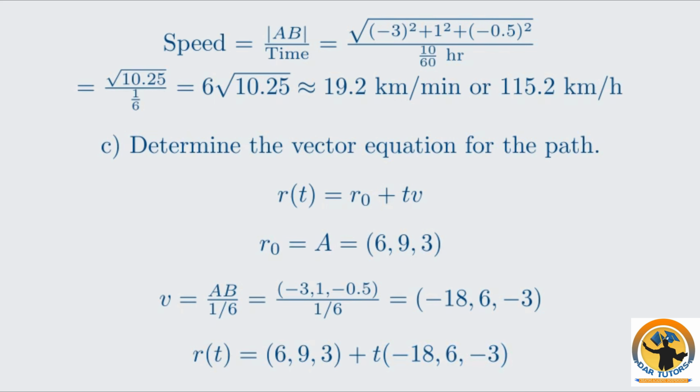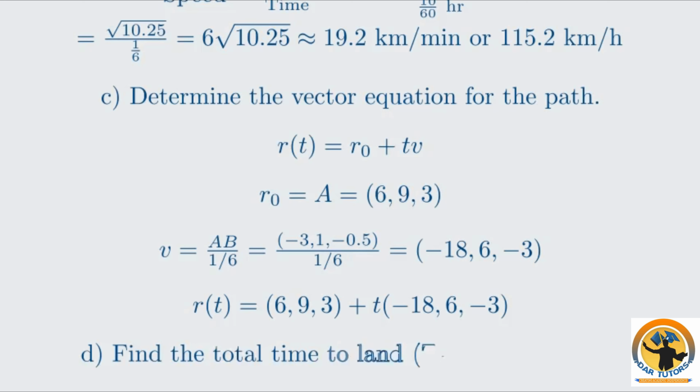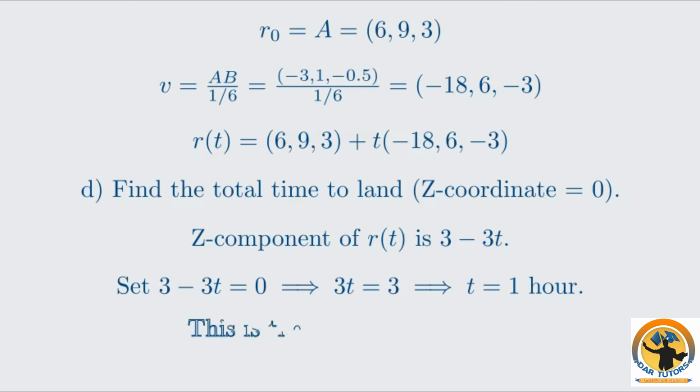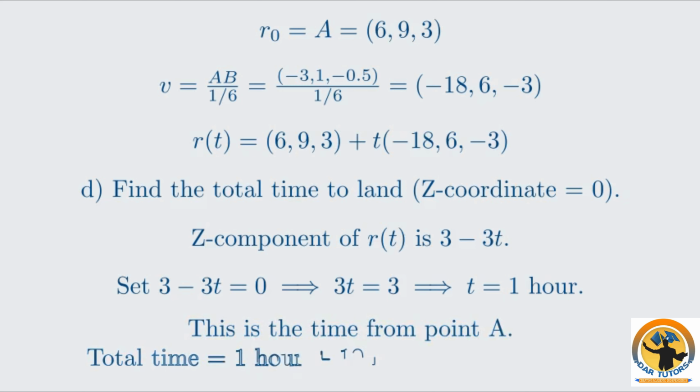Finally, we find the total time to land at a helipad with a z-coordinate of 0. The z-component of our position vector is 3 minus 3t. We set this equal to 0 and solve for t. This gives us t = 1 hour. This is the time from point A. Since the helicopter was at A after 10 minutes, the total time from its starting point is 1 hour and 10 minutes.